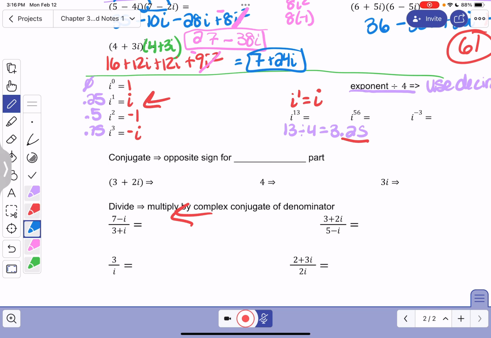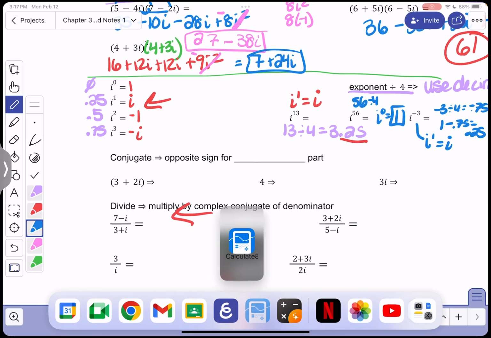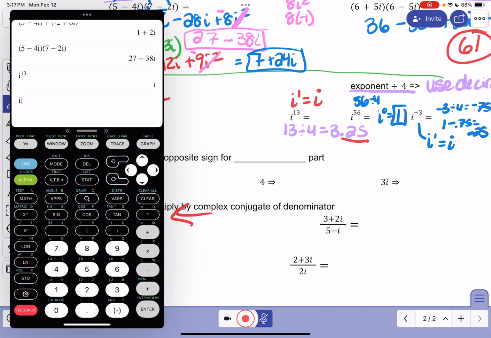All right, 56 divided by 4 is 14 with no decimal, so it's the same as i to the 0 or 1. Negative 3 divided by 4 is negative 0.75. Because it's a negative, we would actually end up subtracting from 1, and we get 0.25. So this is the same as i to the first, which is i. Again, the calculator will do that. To the negative third, it tells you it's positive i.